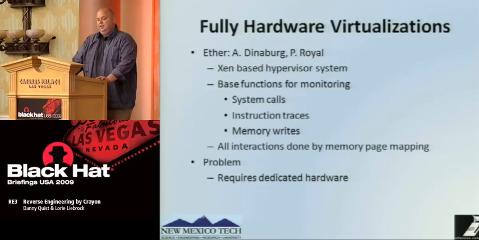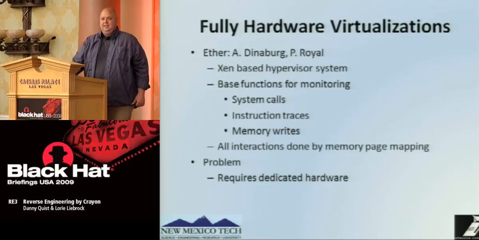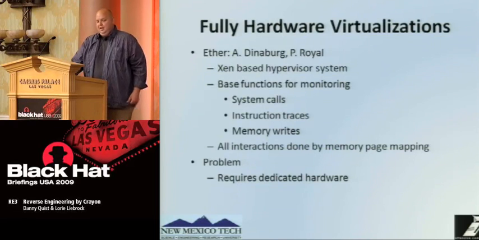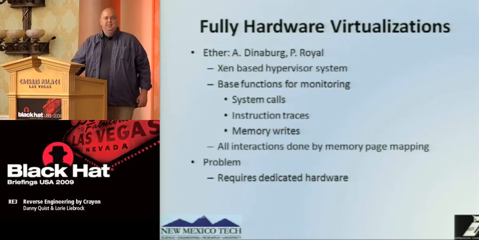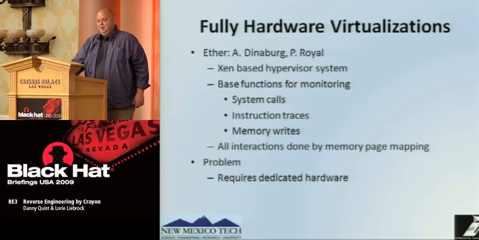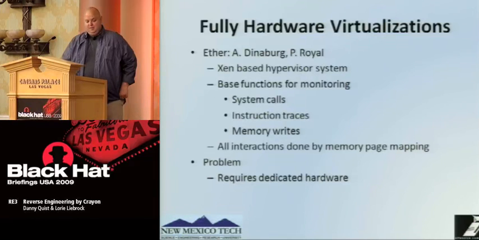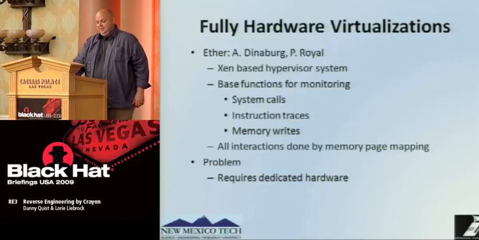Okay, a fully hardware-based virtualization is Ether. This was written by Artem Dynaberg and Paul Royal. This is a Xen-based hypervisor system, and it monitors system calls, instruction traces, memory writes, and all that sort of good stuff. It deals with the program by looking at the memory page mappings. This too requires dedicated hardware, but with the dedicated hardware that it requires, you can start and stop VMs, and you don't have to reboot every time you want to analyze this. So it's much more conducive to an automated analysis environment.